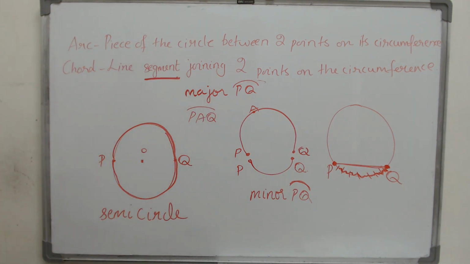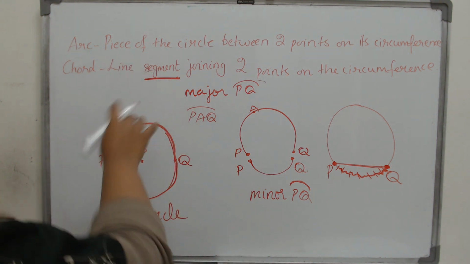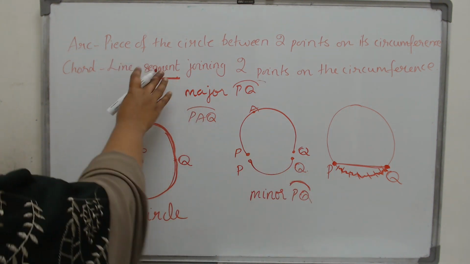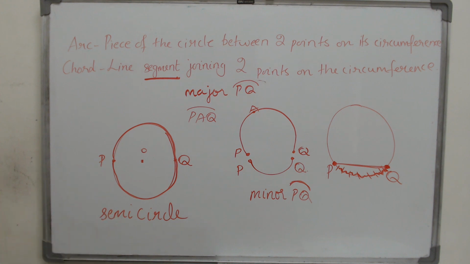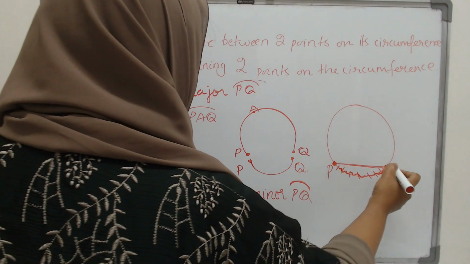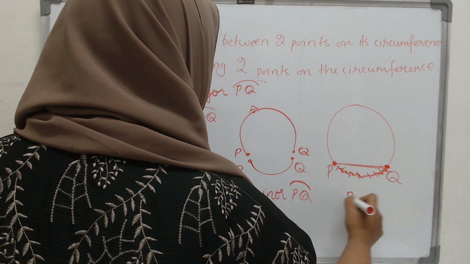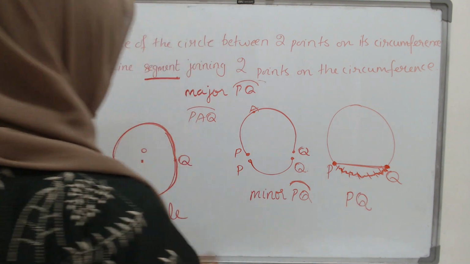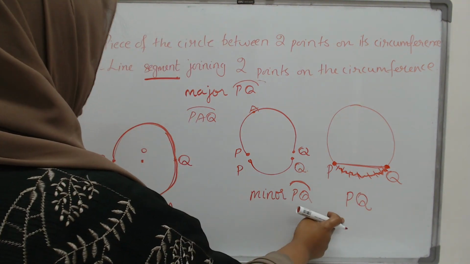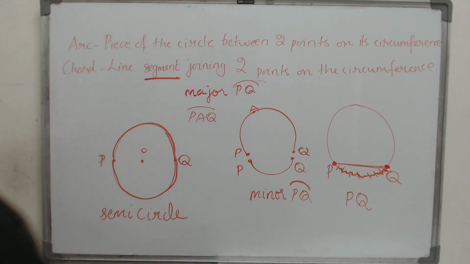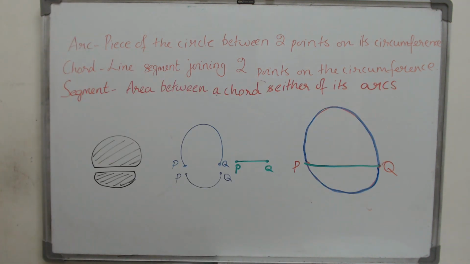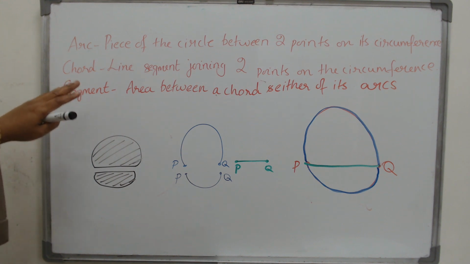What does that mean? We don't call it a line. A line means it does not have any endpoints. Line segment means it has 2 endpoints, both of which lie on the circle, and we name the chord PQ. So this means it is a chord and this means it is what? It is an arc.